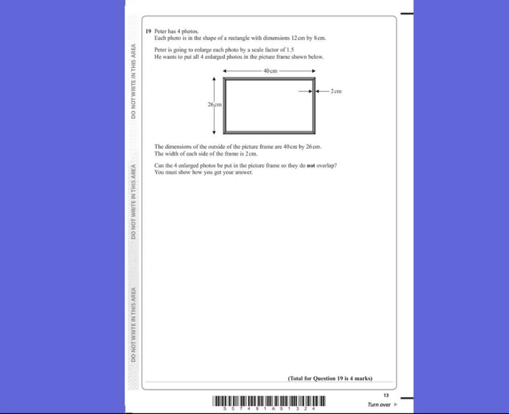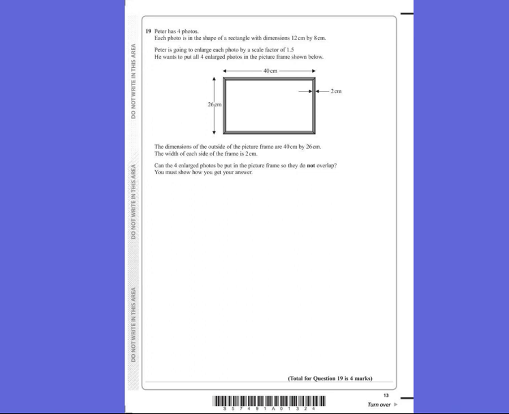Question 19. Peter has 4 photos. Each photo is in the shape of a rectangle with dimensions 12 by 8. Peter is going to enlarge the photos by a scale factor of 1.5 and put 4 enlarged photos in this picture frame. The dimensions of the outside of the picture frame are 40 by 26 and the width of each side of the frame is 2 centimetres. Can the 4 enlarged photos fit in the picture frame without overlapping?